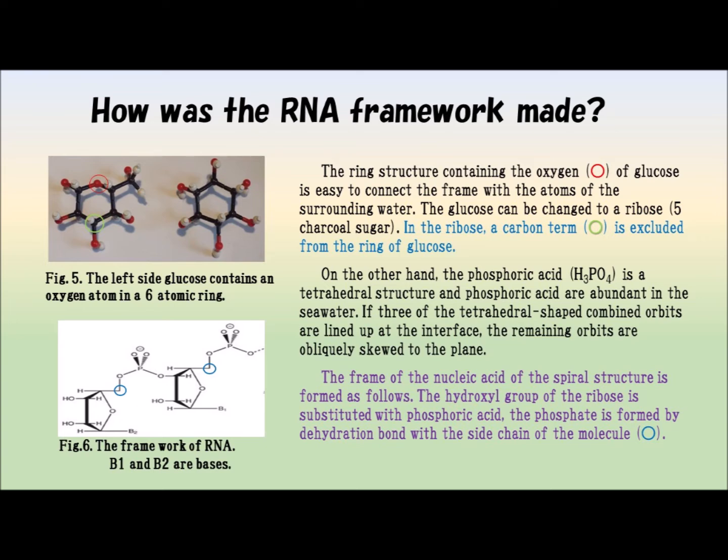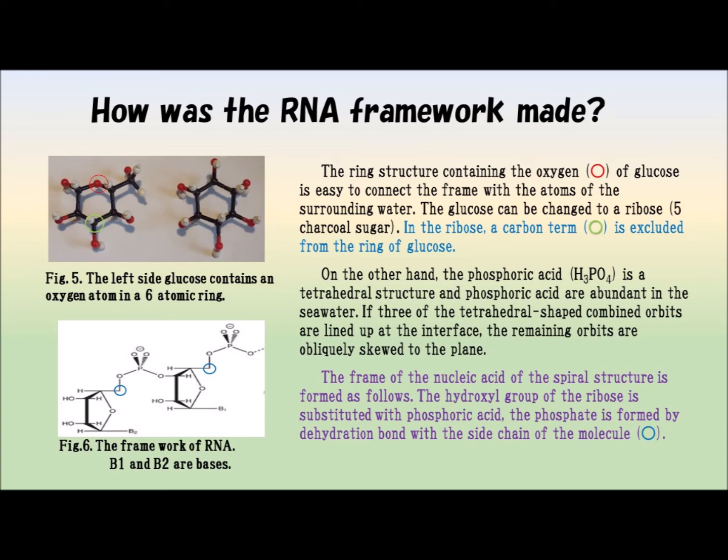In the ribose, a carbon atom is excluded from the ring of glucose. On the other hand, phosphoric acid is a tetrahedral structure, and phosphoric acid is abundant in seawater. If three of the tetrahedral-shaped combined orbits are lined up at the interface, the remaining orbit is obliquely skewed to the plane. The frame of the nucleic acid of the spiral structure is formed as follows.